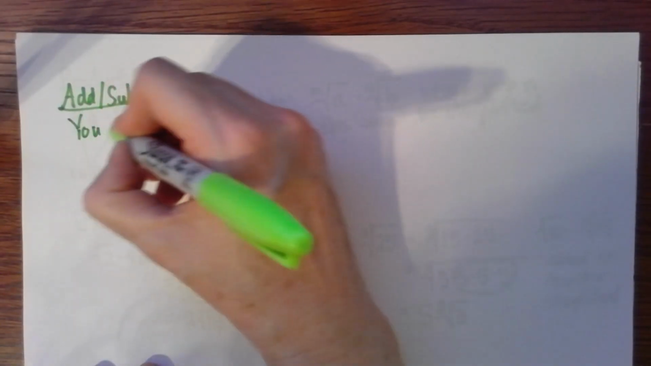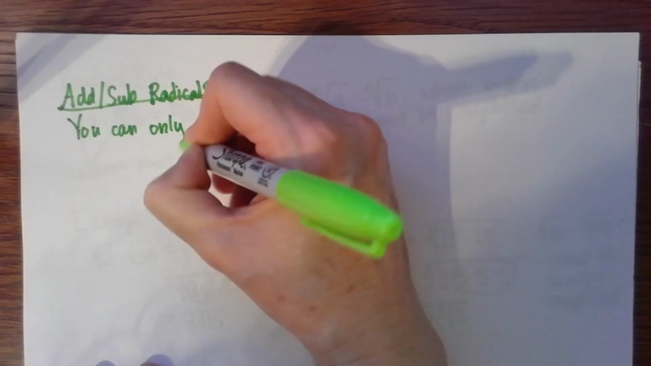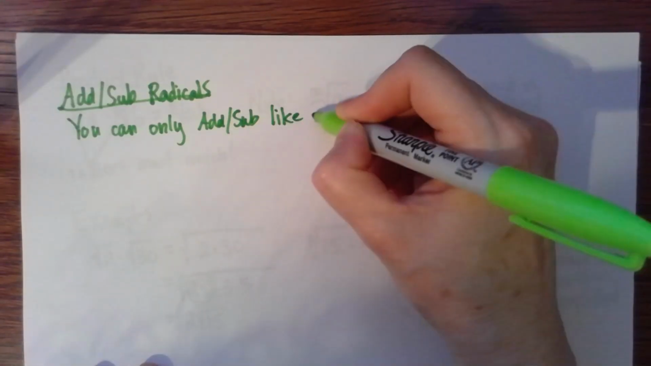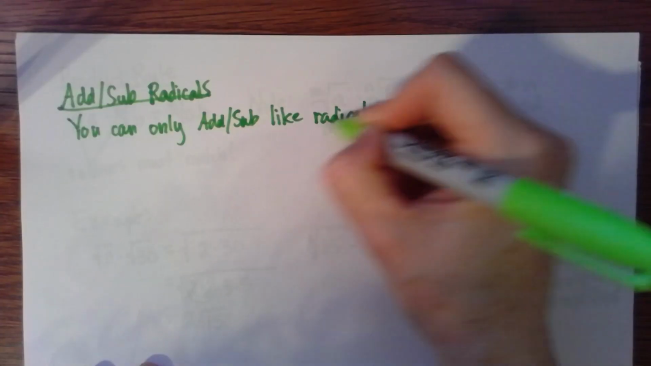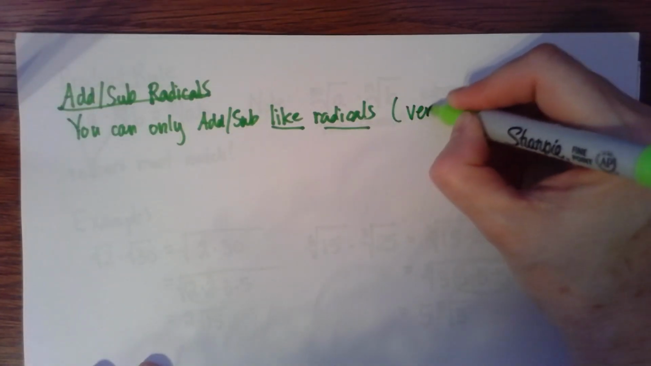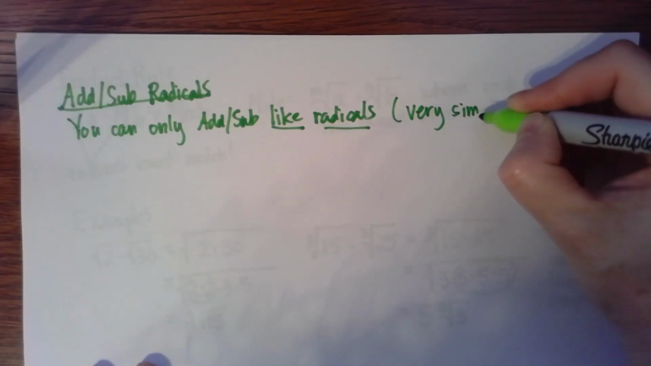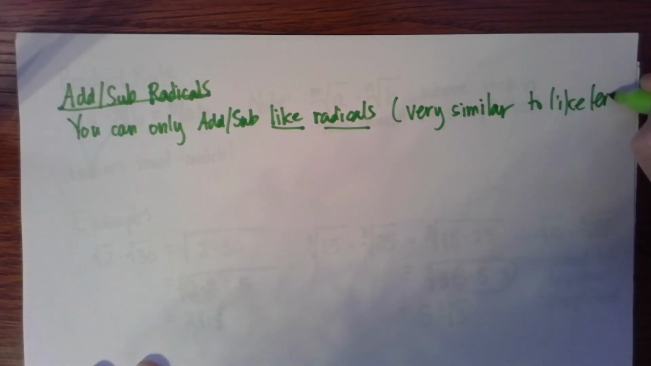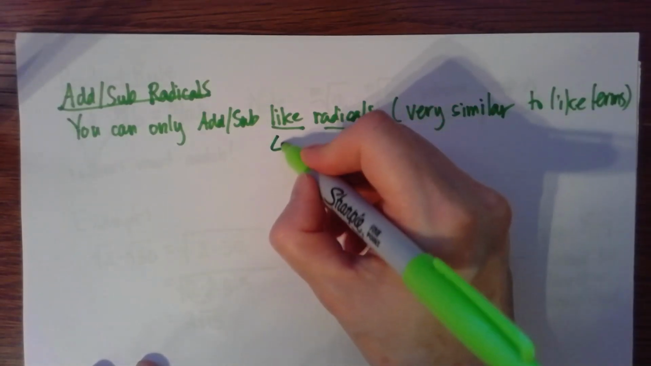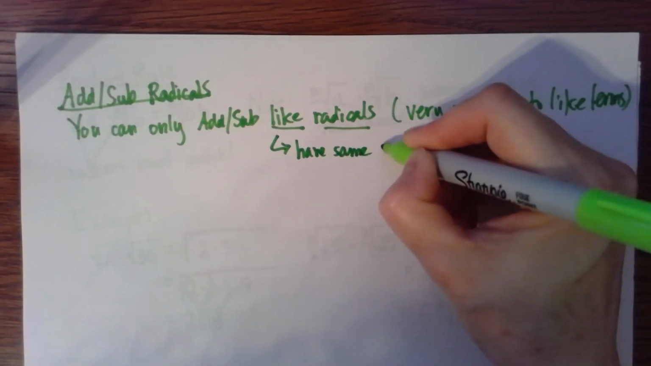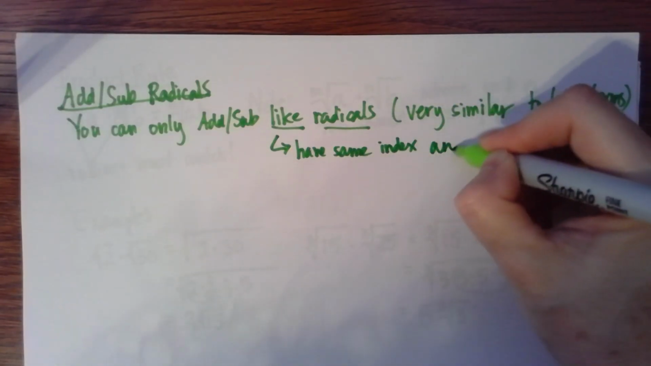Okay, and so you can only add or subtract like radicals. This is very similar to like terms. You'll see what I mean when we do some examples. Okay, so like radicals means they have to have the same index and the same radicand.